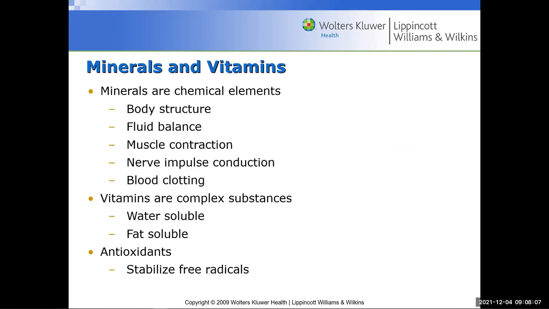Minerals, what do they do? Minerals are chemical elements important for the structure of the body, balance, muscle contraction, and nerve impulse conduction. We mentioned sodium and chloride, very important. For blood clotting, they assist with the cascade associated with the formation of a thrombus. And then vitamins, which are either water soluble or fat soluble.